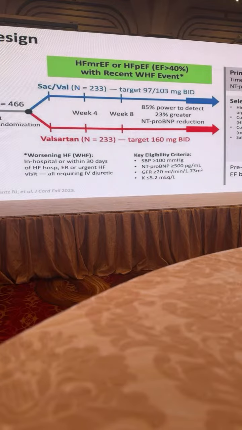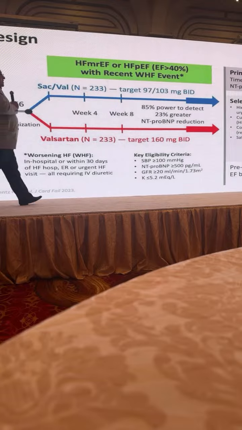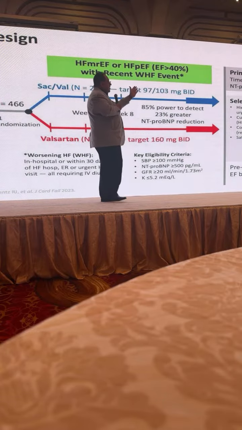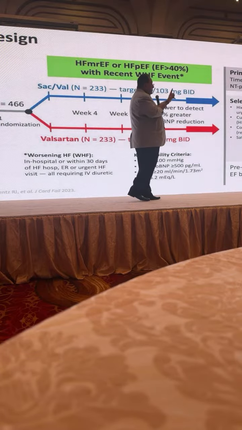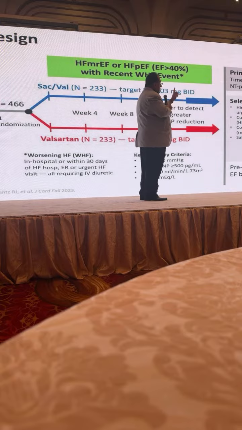Sacubitril/valsartan versus valsartan, going to the maximum target dose, which is 160 mg for valsartan and 97/103 mg for Entresto. Here, the primary endpoint is the average proportional change in NT-proBNP. The secondary endpoints are cardiovascular death, heart failure hospitalization, urgent heart failure visits, and the cumulative cardiovascular composite endpoint, plus worsening renal function, renal death, and more than a 50% decline in GFR.